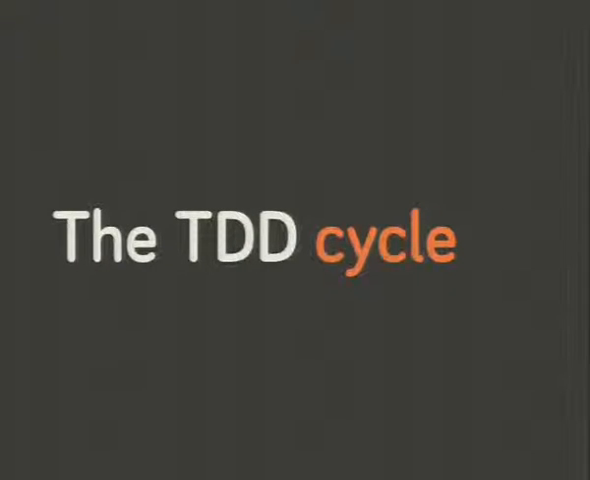So we're going to talk about TDD. The TDD cycle, I'm sure a lot of you are familiar with this. We start with a failing test. And we call this the red phase because when you run a test through a test runner, a failing test will generally be shown in red.